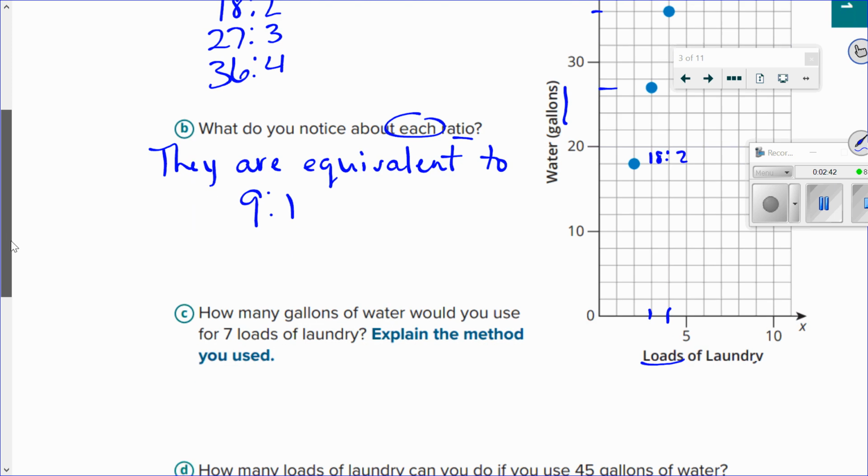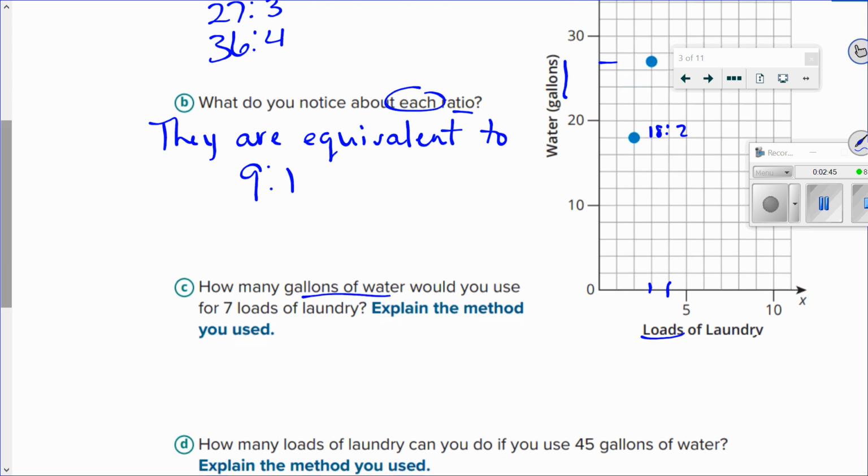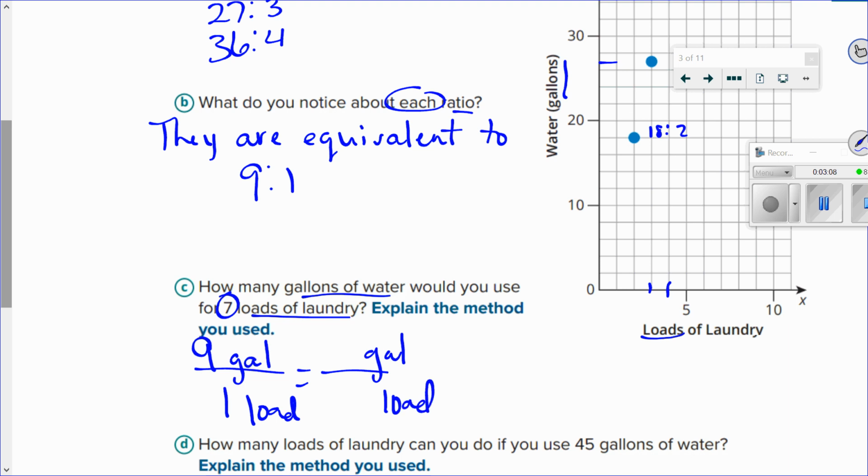How many gallons of water would you use for 7 loads of laundry? How did you get there, Legend? So since it's times 9, you have to do 7 times 9 to get 63. Okay. So you just said 9 gallons, 1 load. I need how many gallons for how many loads? And they said it's 7 loads. So my magic box, how do I go 1 to 7 is times 7. 9 times 7 gives me 63 gallons.